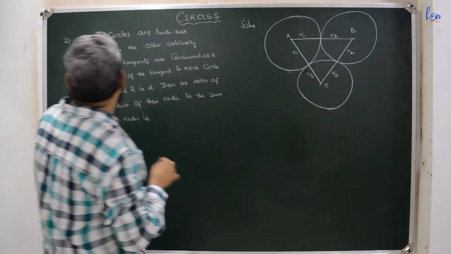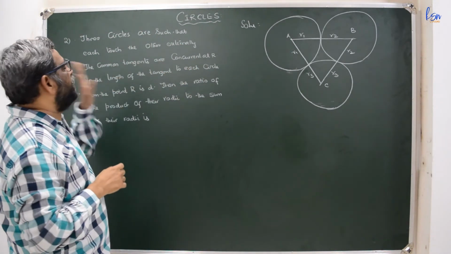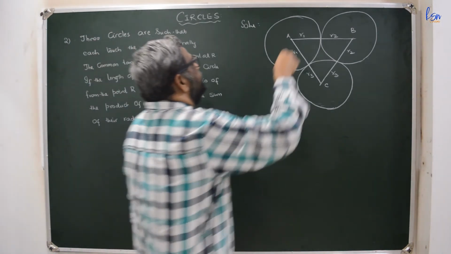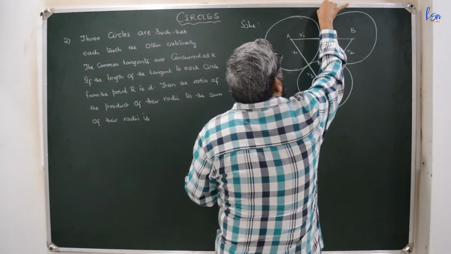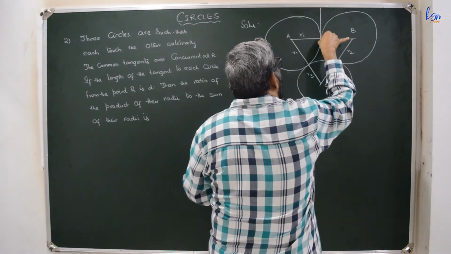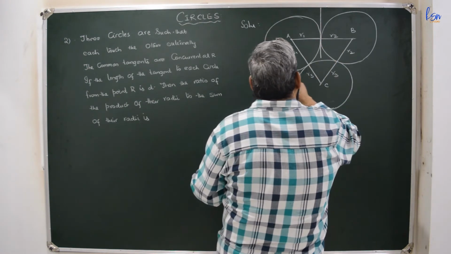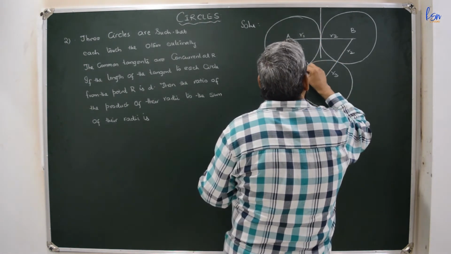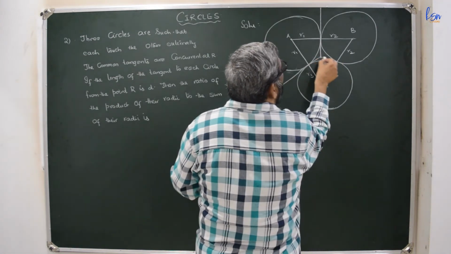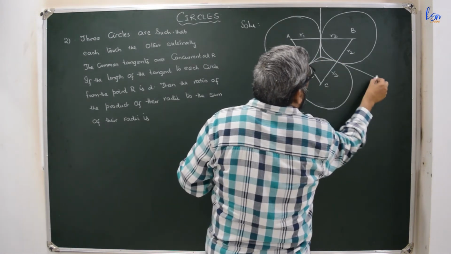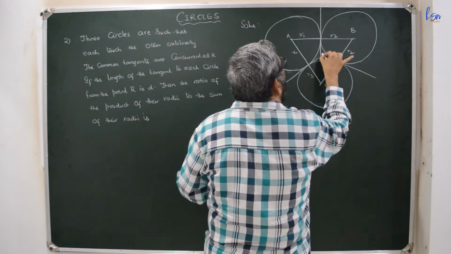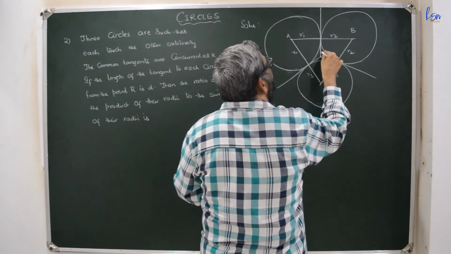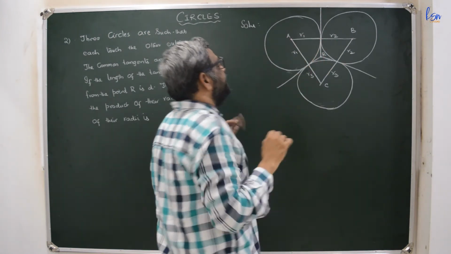Now, it is given that the common tangents are concurrent at R. The common tangents to these three circles are concurrent at R. So this is one of the common tangents, this is the other common tangent, and this one is the third one. So these are all concurrent at R. This is the point R where these three are meeting.